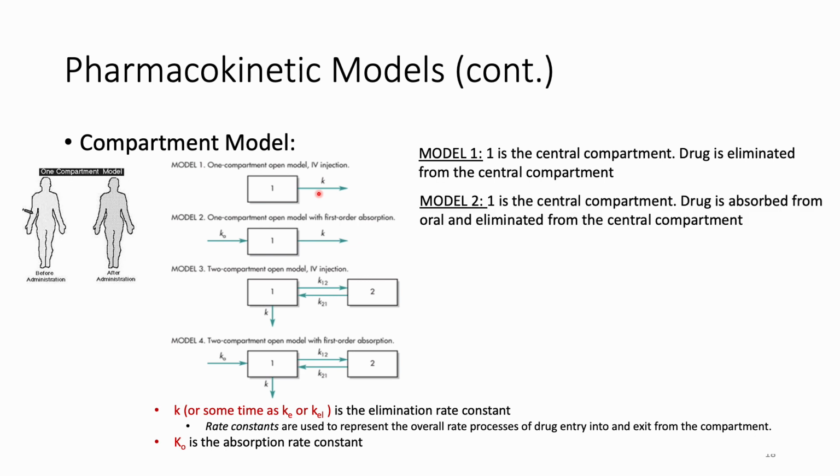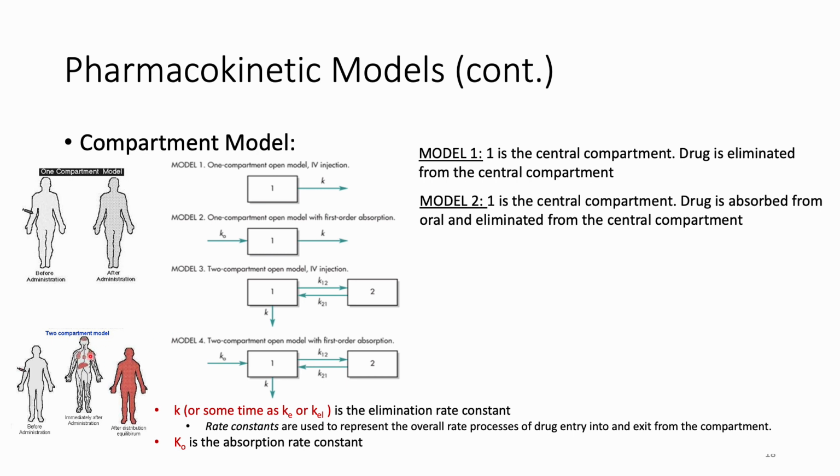Model 2 is a little bit more complicated. The drug does not go directly to the central compartment; it needs to go through oral absorption before it reaches the central compartment. The drug is also eliminated from the body through the central compartment. For this model, two parameters are established. The first is K0, the absorption rate constant, measuring how fast the drug is absorbed into the central compartment. The second is K, sometimes called KE or KEL, the elimination rate constant, describing how fast the drug is eliminated out of the body.